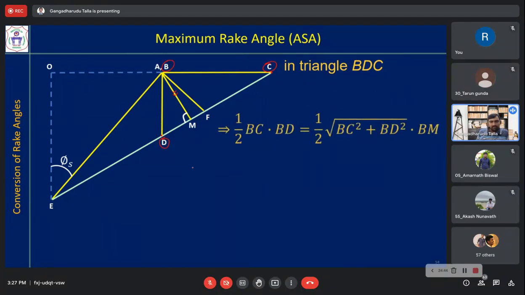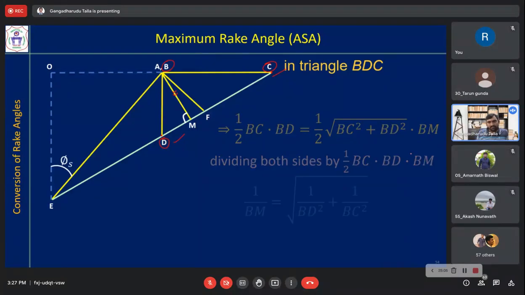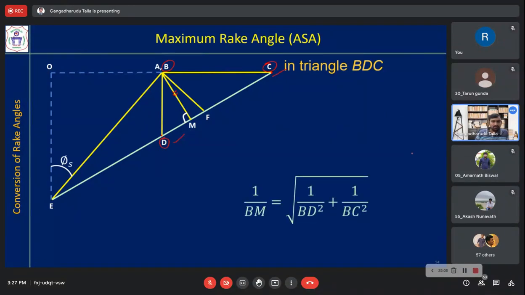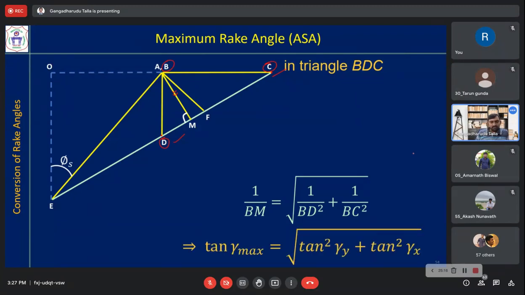Now you can rewrite this as half BC BD is equal to half DC BM, where DC is rewritten as under root of BC square plus BD square. Now you divide both sides by BC, BD and BM, and the half is anyhow cancelled. So 1 by BM is equal to square root of 1 by BD square plus 1 by BC square. This is nothing but 1 by BM is equal to tan gamma max.